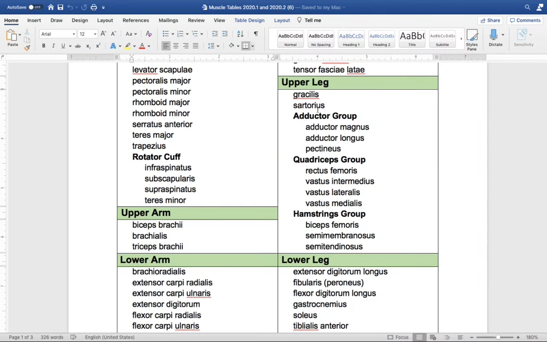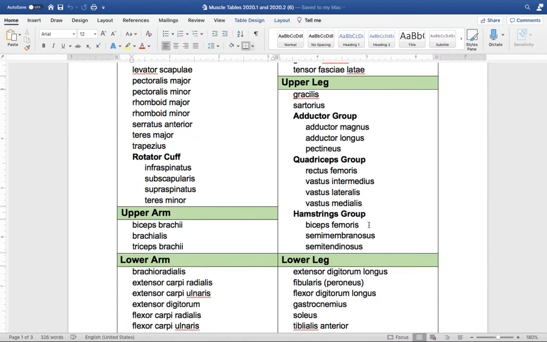Now the sartorius doesn't fit within any of these other groups. It will simply course from superior lateral to inferior medial above the quadriceps. The quadriceps in particular contain the rectus femoris, the vastus intermedius, the vastus lateralis, and the vastus medialis. Our 3 vastus muscles and the rectus femoris will compose the quadriceps group.